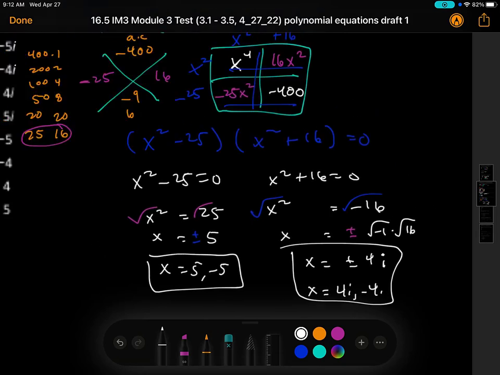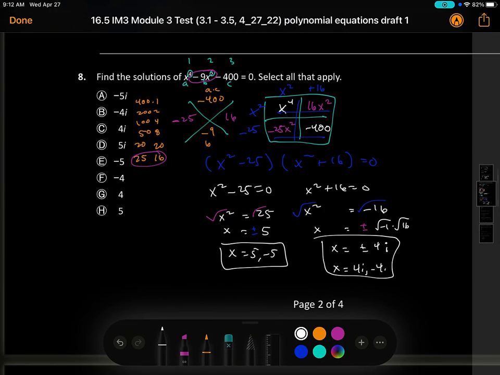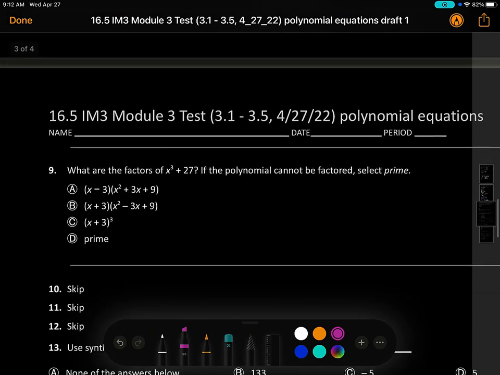So we have 4 solutions there, 2 real and 2 complex. So 4, negative 4, negative 5, and 5. So B, C, E, and H are answers for that problem. Alright, let's go to the next one.